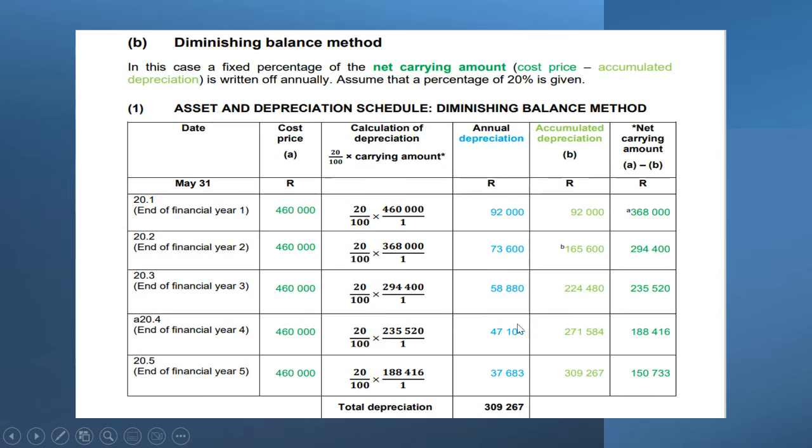So it's very important to know how to do this calculation. You will notice that at the end of 5 years, the total depreciation is 309,267, and your total accumulated depreciation at the end of that year is 309,267.